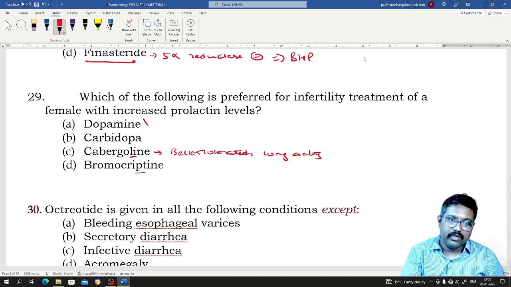So this can be ruled out. Dopamine will increase the prolactin levels. Again, the carbidopa will increase the prolactin levels. So what you can do is you need to select either one, cabergoline or bromocriptine. But among these, the better one and longer acting will be your cabergoline. So you need to pick this answer.